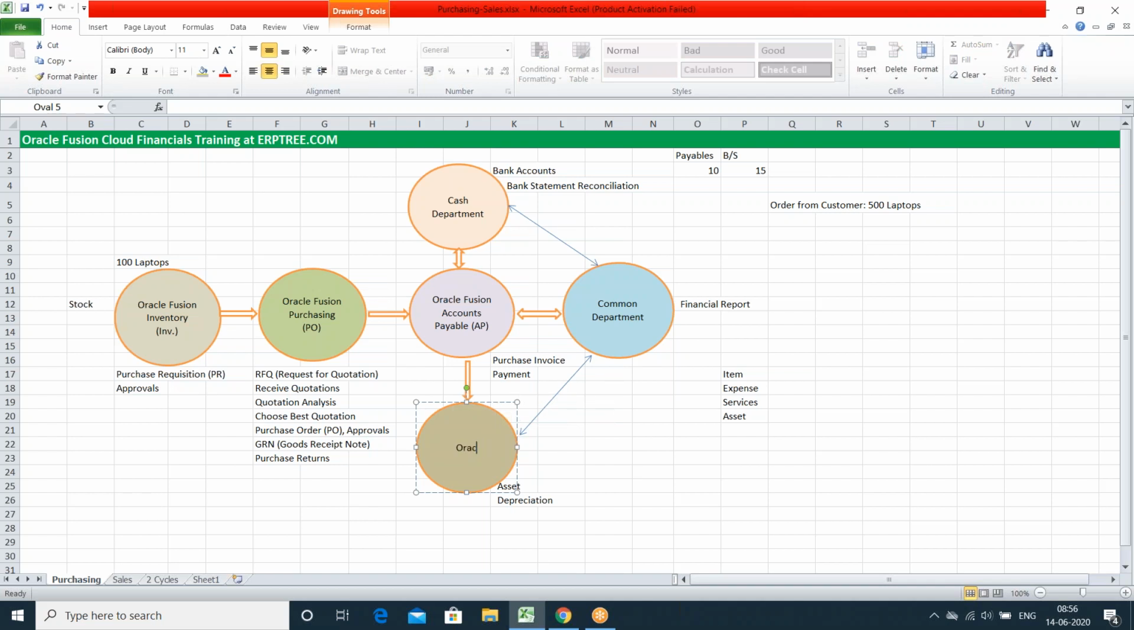Oracle Fusion Fixed Assets. Okay, Oracle Fusion Fixed Assets application. By using Oracle Fusion Fixed Assets, you can maintain the assets, you can calculate the depreciation, any other asset related activities you can perform within the fixed assets application itself.